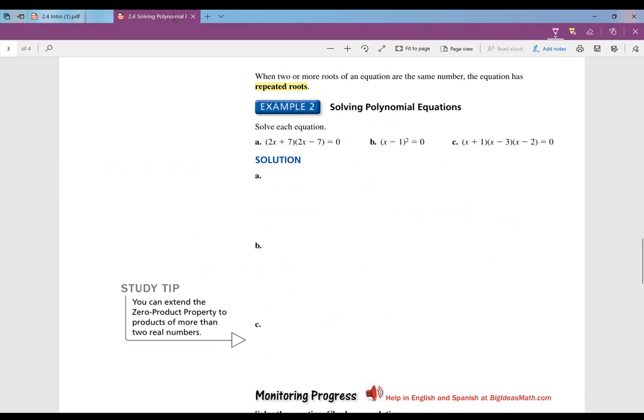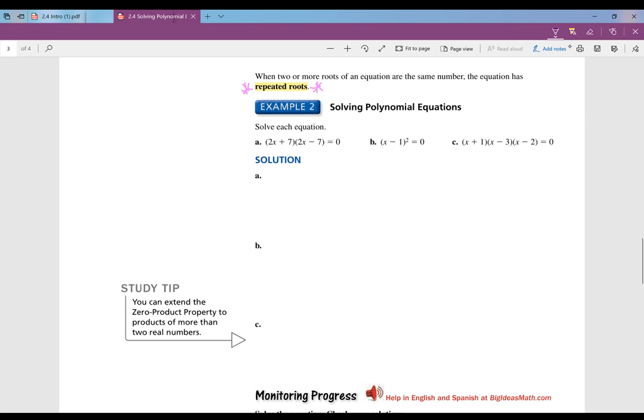So here's a quick vocab word that you guys need to know. When two or more roots of an equation are the same number, then that's called repeated roots. So that means that the equation has two roots that are the same number. Okay, so let's look at example number 2.